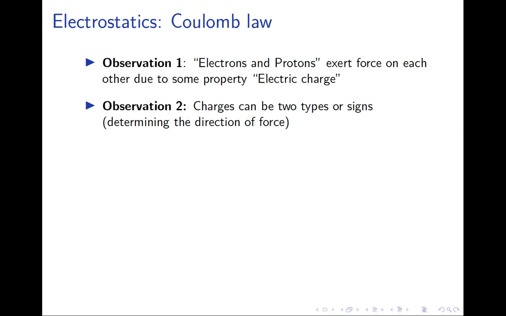The second observation is that charges can be of two types, which will determine the direction of the force. We usually call them positive or negative. It is not necessary to call them positive or negative; you can call them type A and type A bar, something like that, complements. The fact that charges come in two types or signs is only true for electrodynamics. For example, in gravity this is not the case. Mass can come in only one type; there is no negative mass.